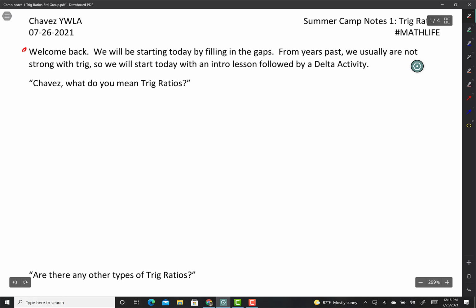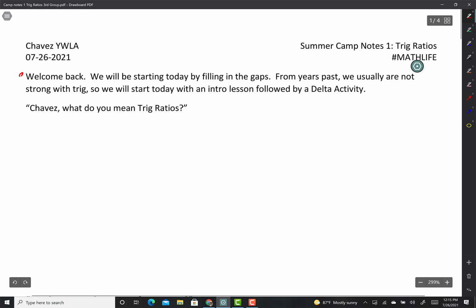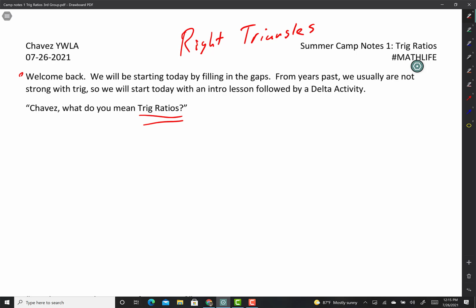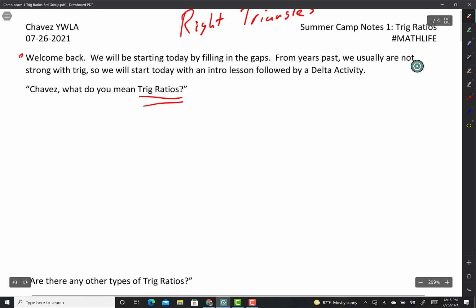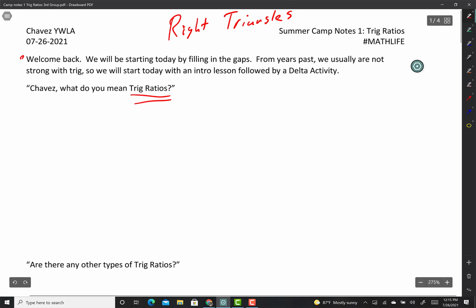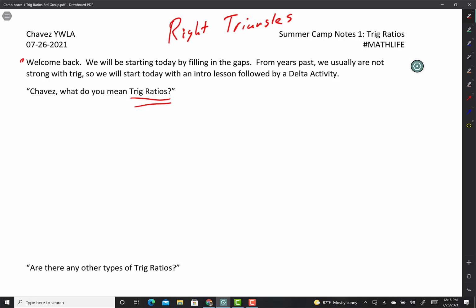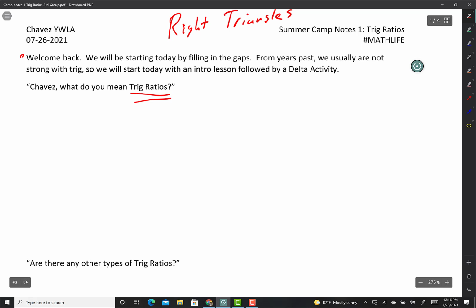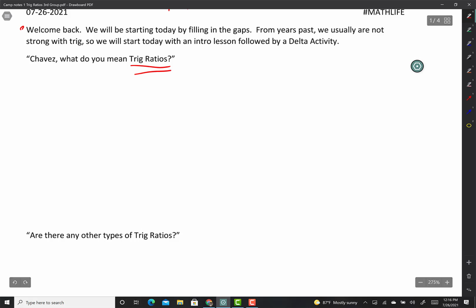And then it says, what do you mean by trig ratios? Well, first and foremost, guys, trig ratios can only be done when we're talking about right triangles. It can't be done with any other type of triangle. It has to be a right triangle. Must, must, must. Now, I know someone's going to say, what about law of sines, law of cosines? Well, that's not a trig ratio. That's using law of sines and law of cosines. So trig ratio. So draw a right triangle.